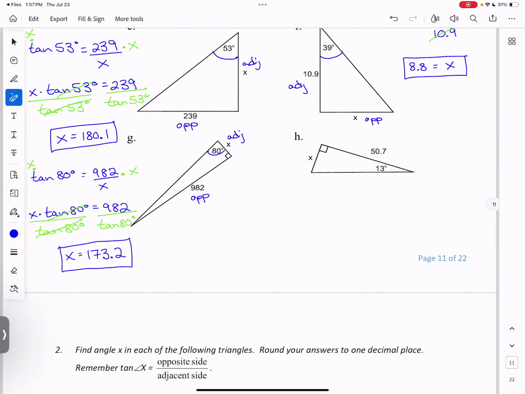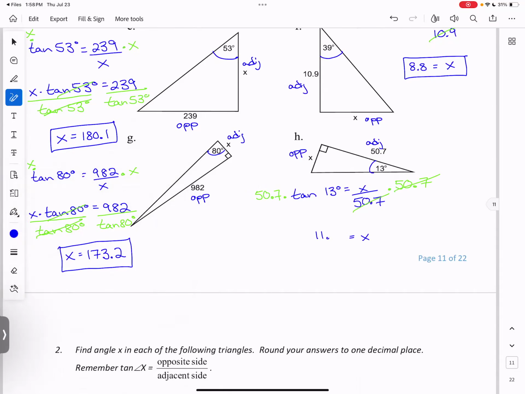And last one. So relative to this 13 degrees, x is our opposite. 50.7 is our adjacent. So tan of 13 degrees is opposite over adjacent, which is x over 50.7. So to isolate x, I'm going to multiply both sides by 50.7. And that gives me x equaling 50.7 times tan of 13. And I get an answer of 11.7.